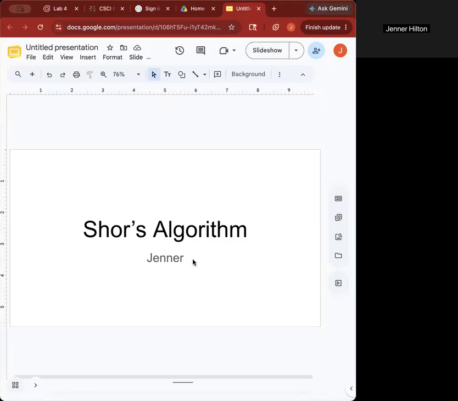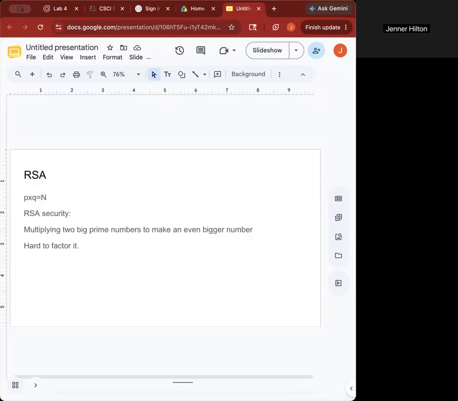All right. So I'm going to explain Shor's algorithm. And to do that, I'm going to explain how it cracks RSA keys and why this is an issue to the internet. So, what are RSA keys first? First off, RSA encryption is a combination of two prime numbers multiplied together to make a bigger number.